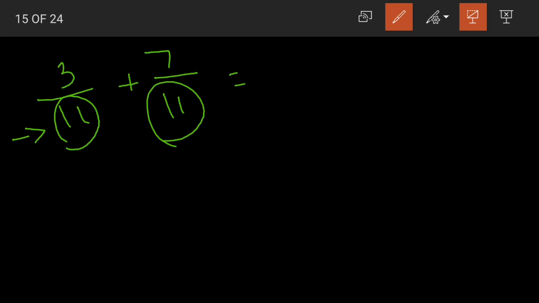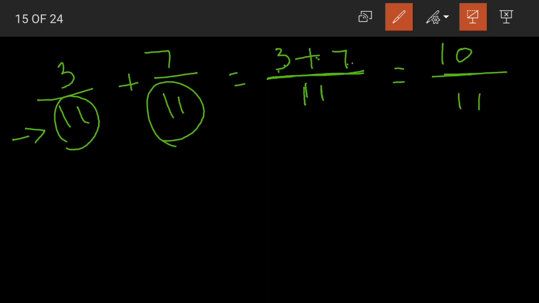How to add? Add the numerators first. 3 plus 7 whole divided by, just write the denominator 11 here. Clear students? 3 plus 7, add the numerators, whole divided by just the denominator. And as we know, 3 plus 7 is equal to 10, divided by the denominator. Clear students? Very easy, right? If the given fractions are like fractions, we add the numerators and simply write the denominator as it is. Yes. 3 by 11 plus 7 by 11 is equal to 10 by 11.